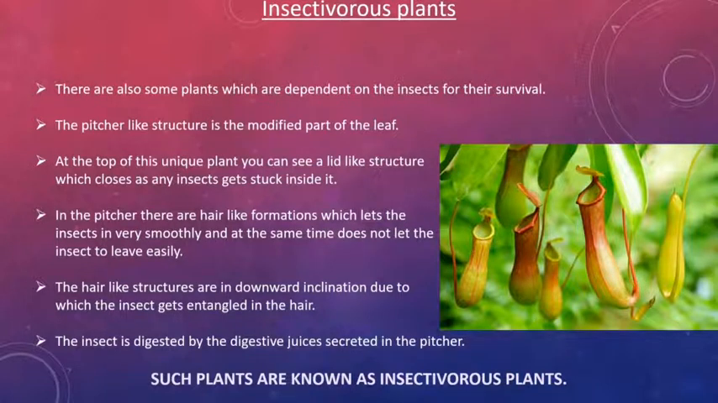The pitcher-like structure is the modified part of the leaf. At the top of this unique plant, you can see a lid-like structure which closes as any insect gets stuck in it. In the picture, there are hair-like formations which let the insect in very smoothly and at the same time do not let the insect leave easily. The hair-like structures are in downward inclination, due to which the insect gets entangled in the hair while leaving. The insect is digested by the digestive juices secreted in the pitcher itself. Such plants are known as insectivorous plants.